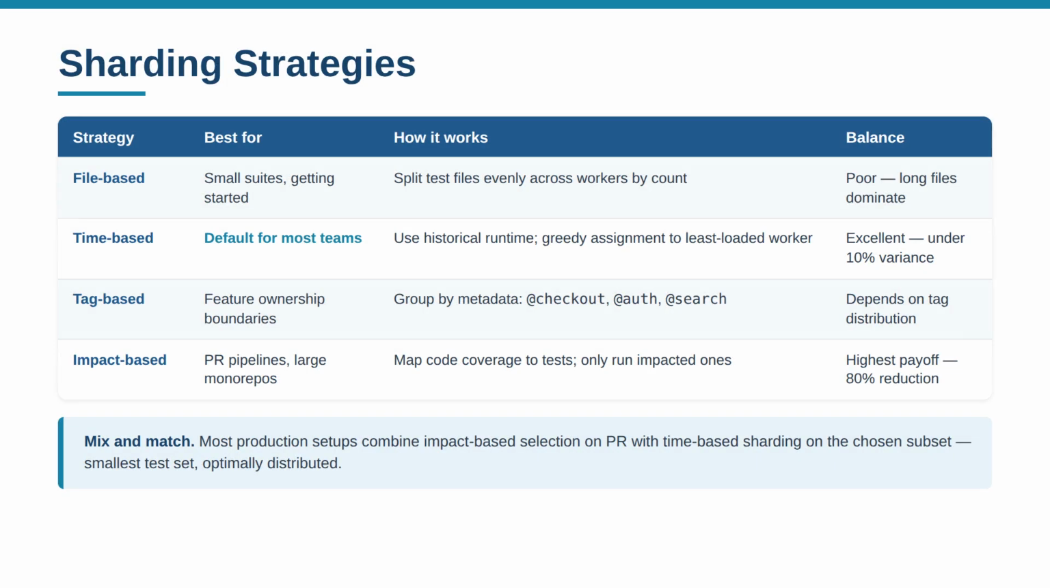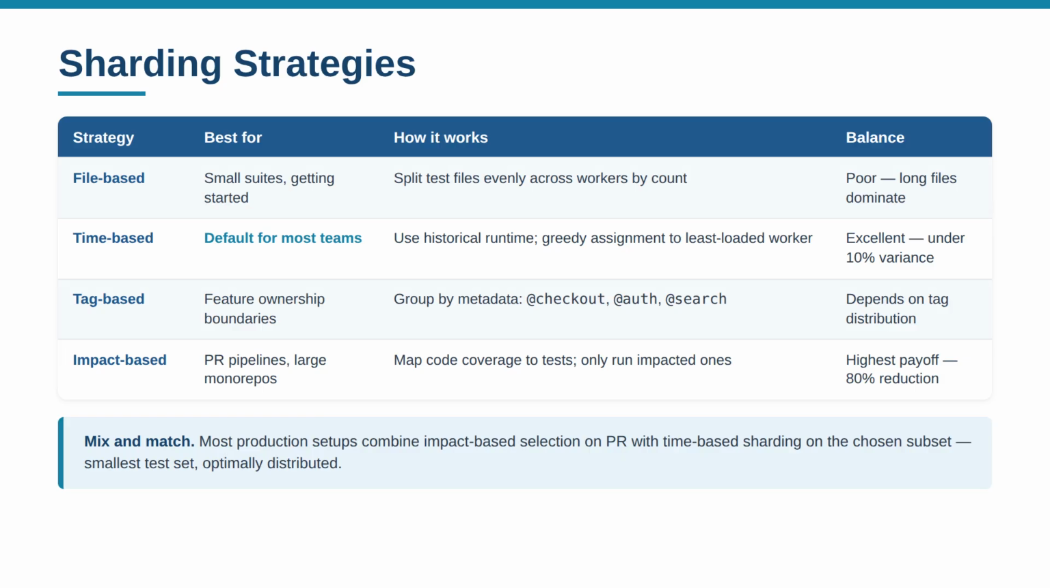There are 4 sharding strategies to know, each with a different trade-off. File-based sharding splits test files evenly across workers by count. It's the easiest to set up and works for small suites, but it produces poor balance. One long test file can dominate a worker.